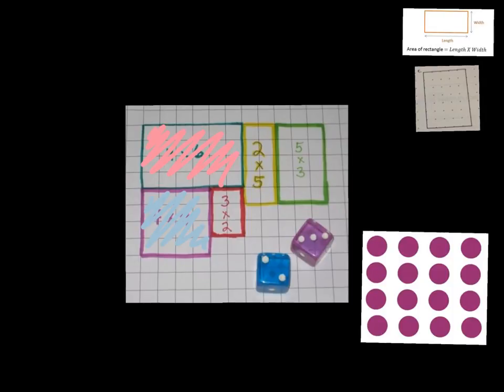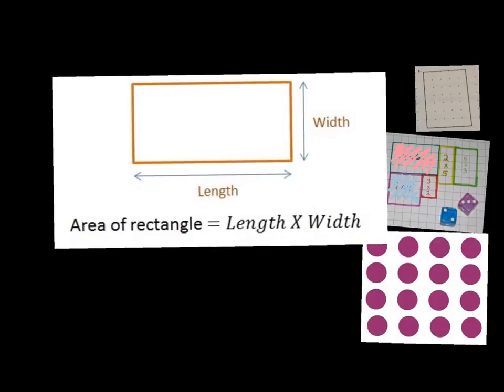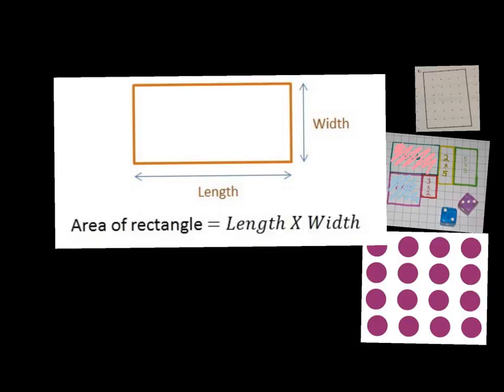The area is going to be the length, which is this long side on the bottom, multiplied by the width, which is how tall it goes. So it says here, the area of a rectangle equals length times width. So we just need to figure out what number represents the length and what number represents the width, and then multiply them together in order to get the answer.